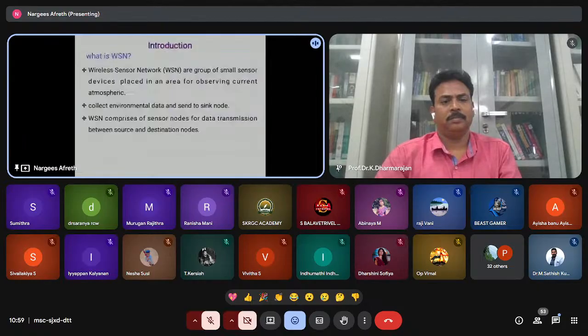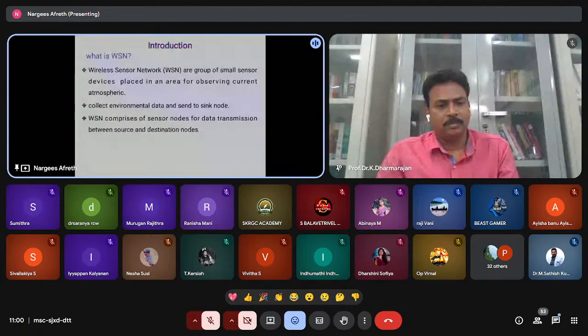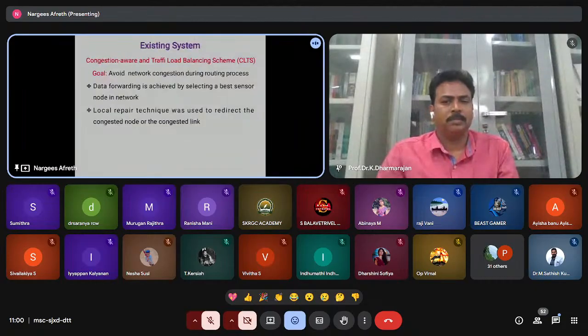Introduction to wireless sensor networks. Wireless sensor networks are groups of small sensor nodes that collect data and send it to the central node. The main purpose of these sensors is to monitor and observe atmospheric conditions like temperature and humidity in the current area, and these sensors collect that data and send it to the central node, which is also called a sink node. Our main aim is to make this process more energy efficient and reduce the packet loss while sending the data. We have taken two existing systems for this.